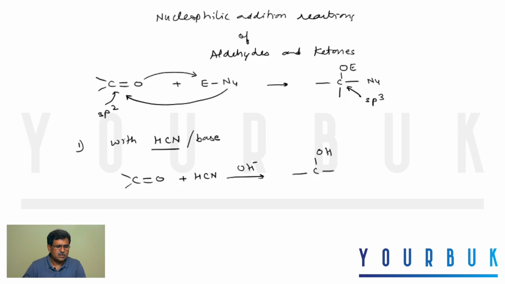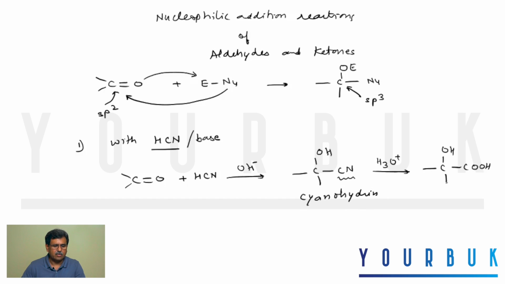So H adds to oxygen and CN adds to the carbonyl carbon. This is called a cyanohydrin. And via this we can add one carbon to the carbonyl carbon. We can increase the carbon atoms. And once the CN is obtained, this can be hydrolyzed in acidic medium to give a carboxylic acid. Now this is called an alpha hydroxy carboxylic acid. Alpha hydroxy acids.